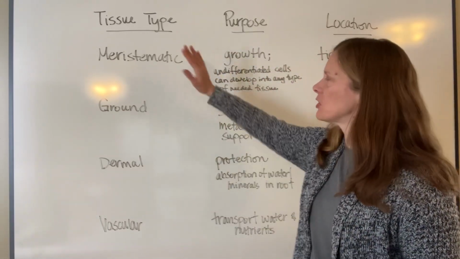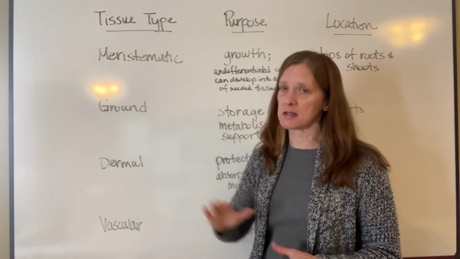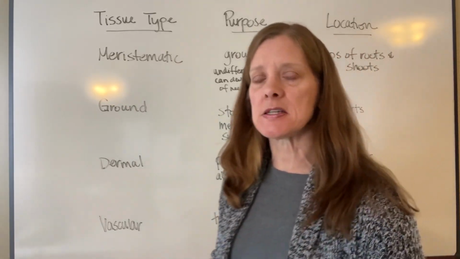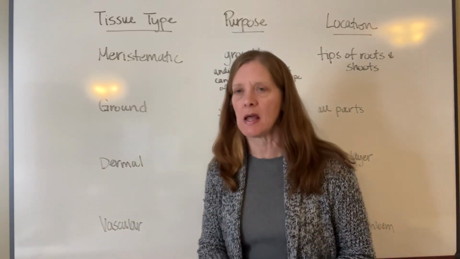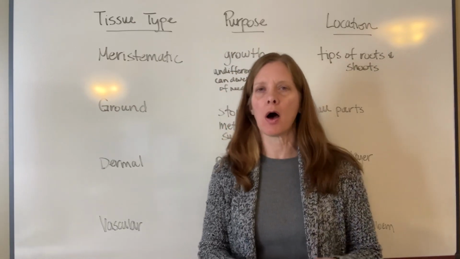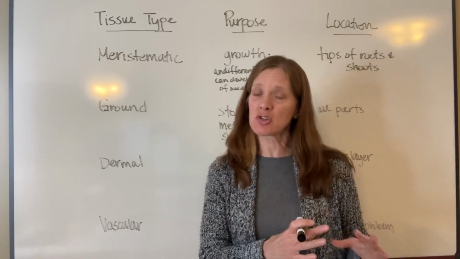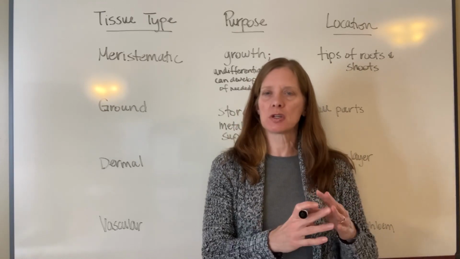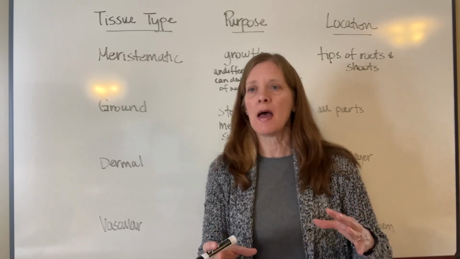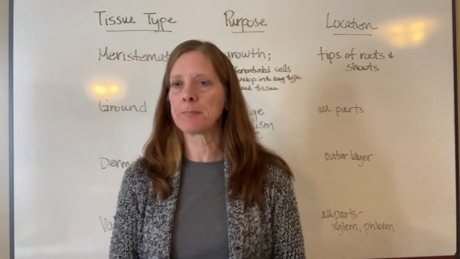So the very first type of tissue type that we're going to discuss is called meristematic tissue. And meristematic tissue is the tissue in the plant that is involved with growth. It is where you have all of your undifferentiated cells, which basically just means that they're not specialized, and then those cells can turn into any kind of tissue that they're going to need or that the plant is going to need to keep going.